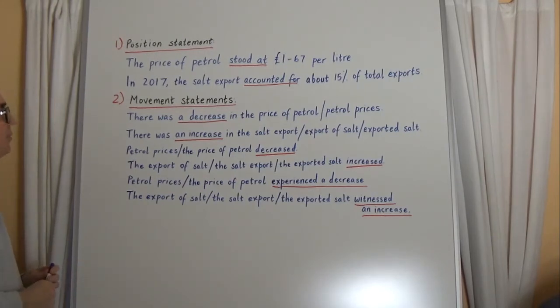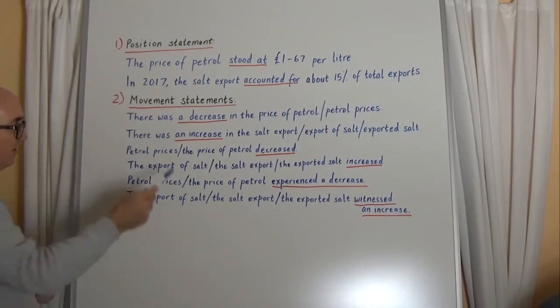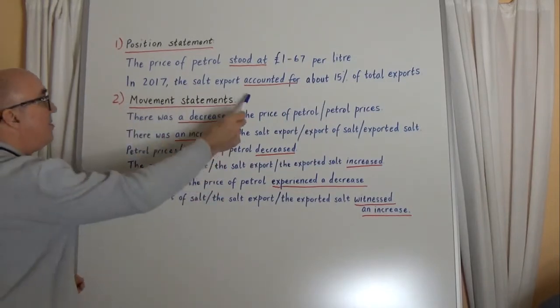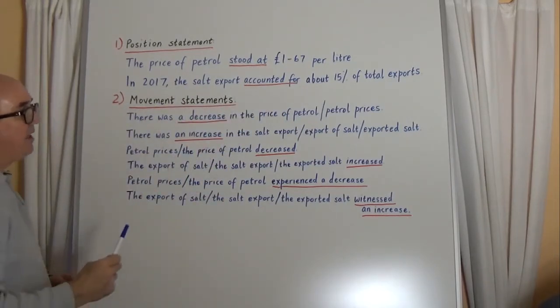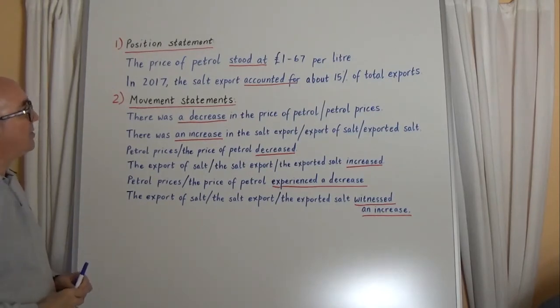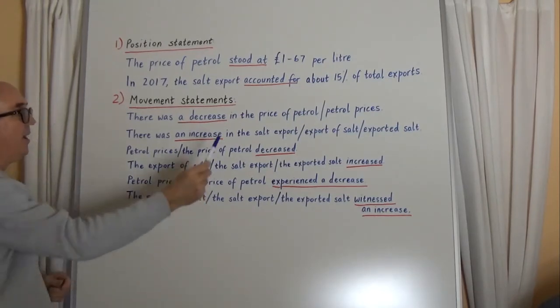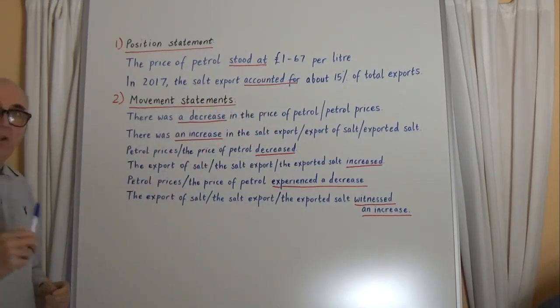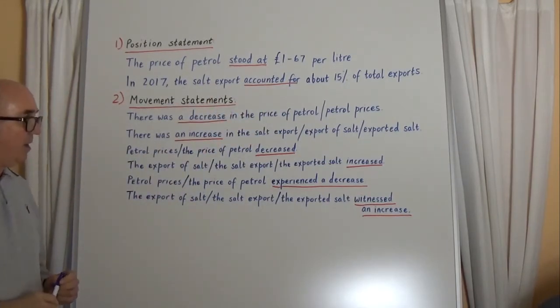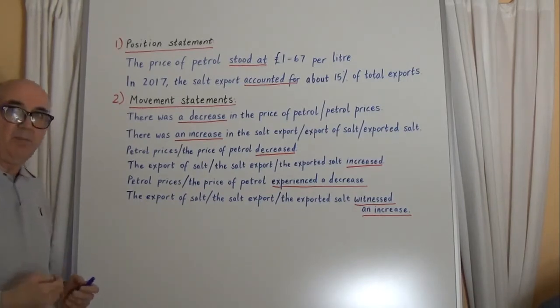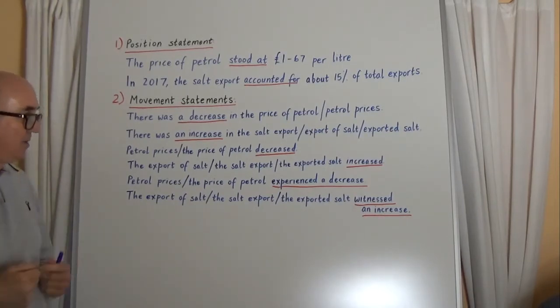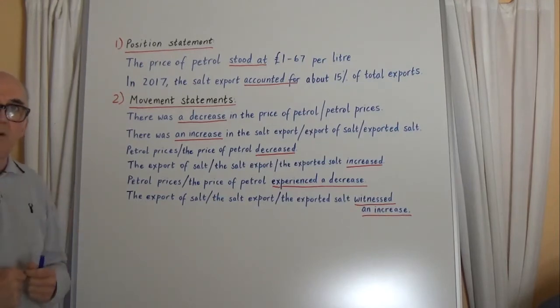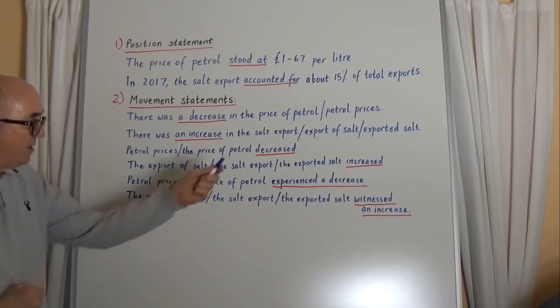Then we look at the next one. For example, in 2017, the salt export accounted for about 15% of total exports. So here's another phrase, accounted for. A very good phrase to use to get a higher band score. Accounted for, it means the amount of the actual product. Here it's 15%.